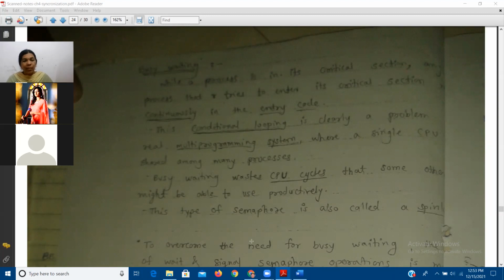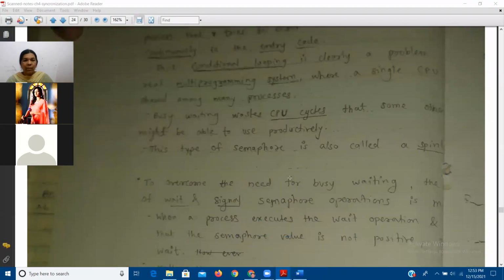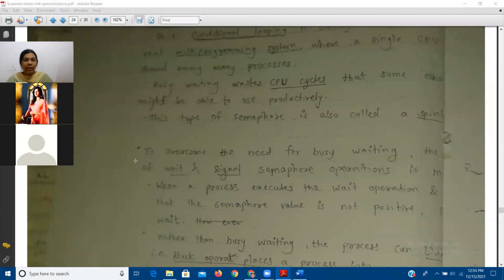With the help of the wait operation, it is trying to execute the code a number of times. So it is in the running state, but this time is unnecessarily wasted. The same code is executed more than once. It is wasting CPU cycles. This type of semaphore is called a spin lock. It is called a spin lock. The need for busy waiting may be overcome by modifying the semaphore.